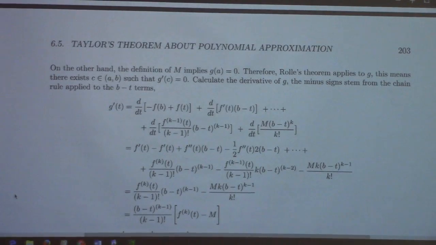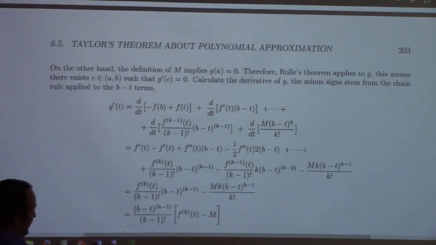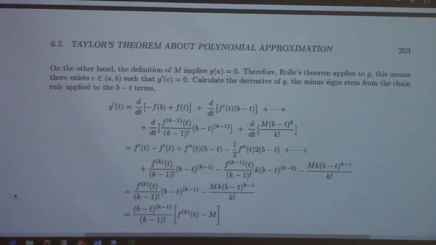Now what I got to do is take advantage of that data. So to do that, I have to differentiate my g. And differentiating g is a pain.